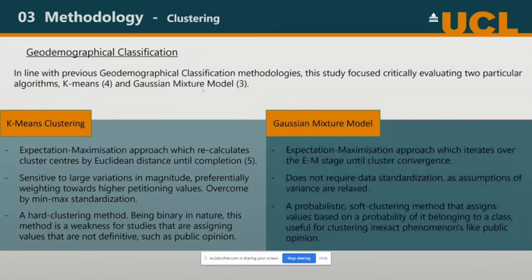Whereas the Gaussian mixture model is kind of a soft version of that in terms of it classifies constituencies based on their probability of being in a class, which I thought would be quite appropriate when you're talking about public opinion, because nothing is ever binary in public opinion. You could have one person thinking one thing, and then on the next street a completely different thought process.